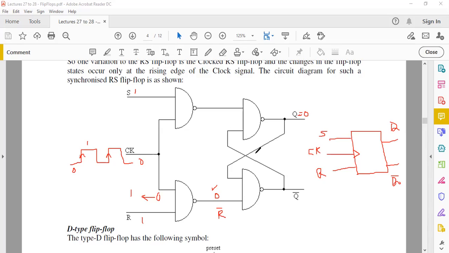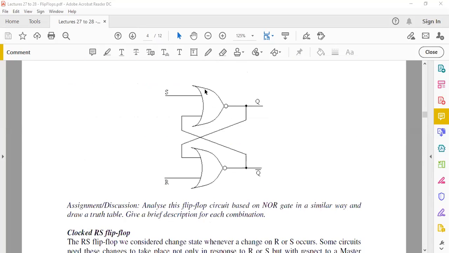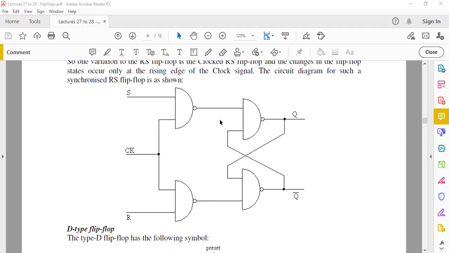Okay. So similarly, I would want you to analyze, it's part of the tutorial sheet actually, for this flip-flop here, if I wanted to make the flip-flop based on no gates become a clocked RS flip-flop, what type of circuitry you need to add in front. So I want you to do this analysis and see what type of circuitry you get.